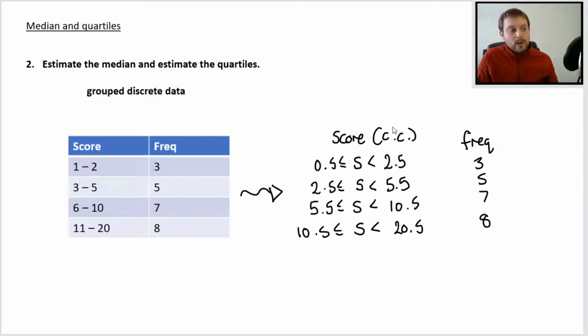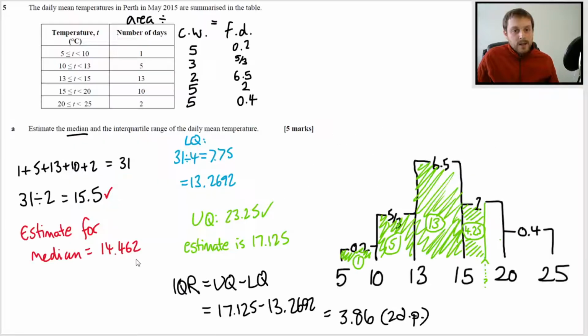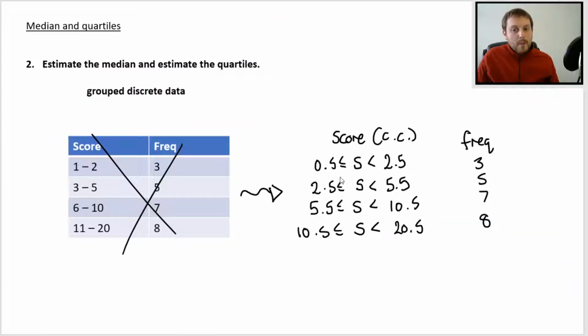So I'm going to write score and then continuity correction, and basically this is now what you do. You forget about this. You're now using this, and you do the exact same method. So you would use your lower boundaries as 0.5, 2.5, 5.5, and 10.5. You would not be using 1, 3, 6, and 11 anymore. You'd have class widths of 2, 3, 5, and 10. And you would do exactly the same, but you've replaced it with this. So that's what you do.